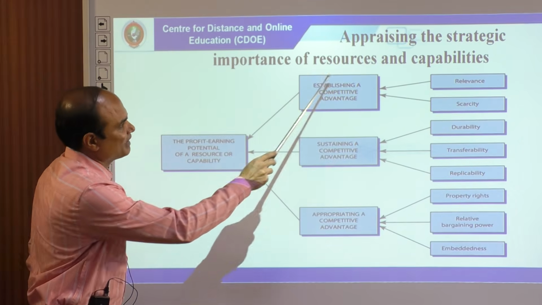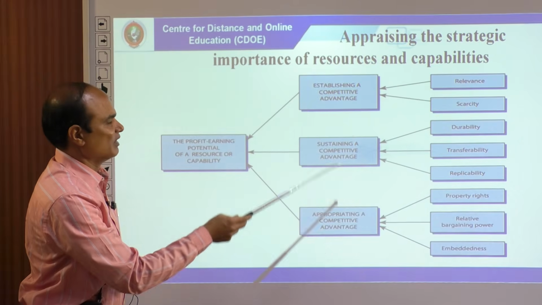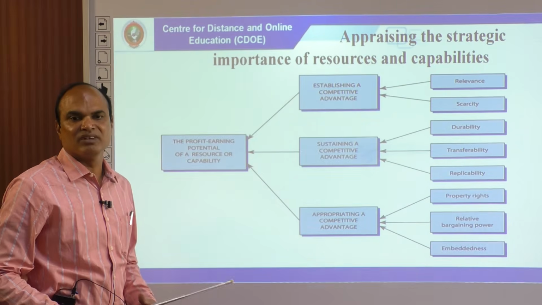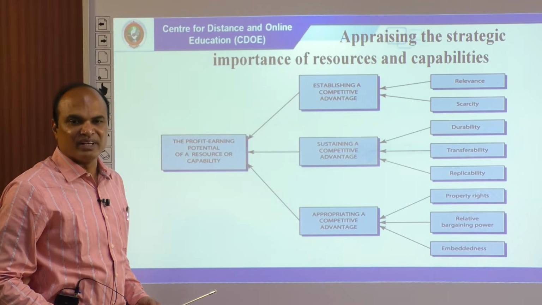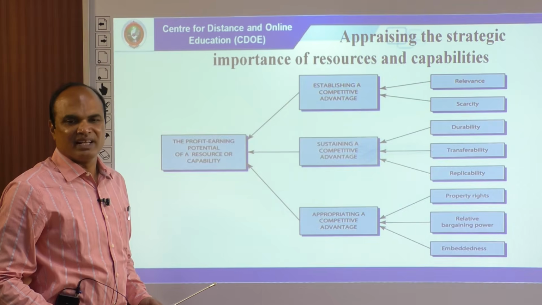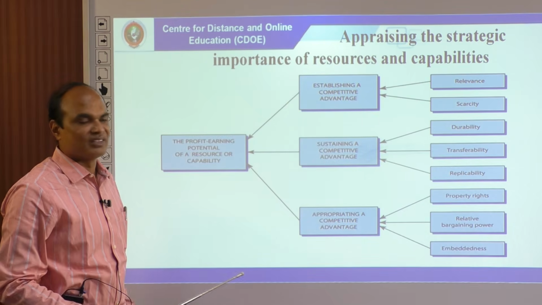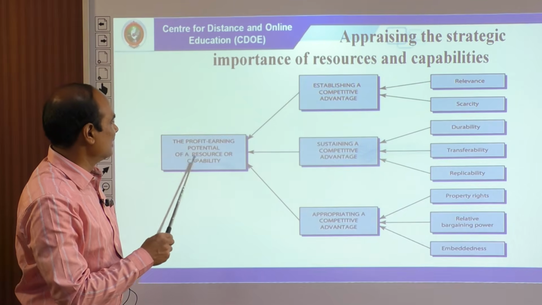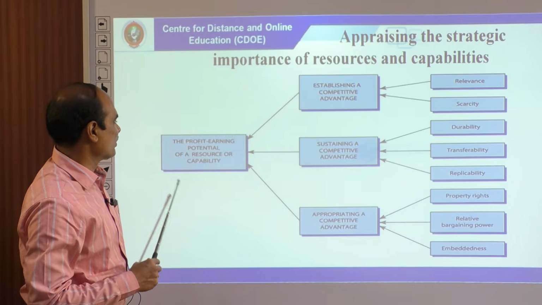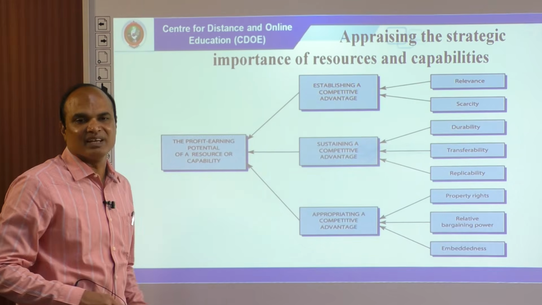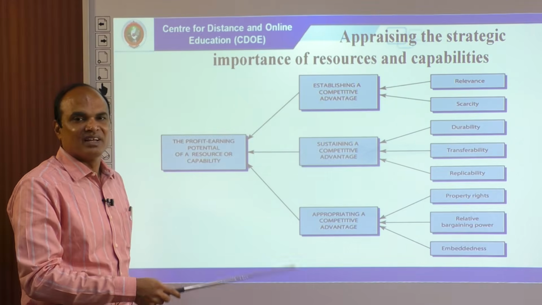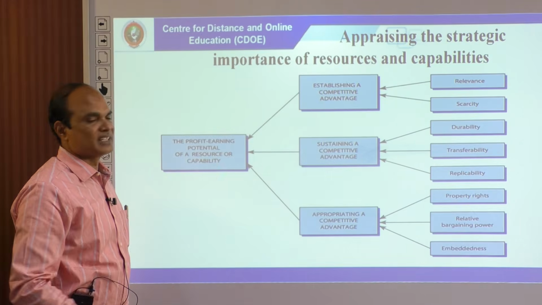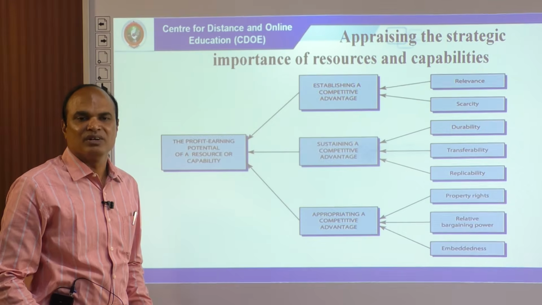So ultimately, all these factors, whether it is relevance, scarcity, durability, transferability, replicability, property rights, relative bargaining power and embeddedness, will lead to the profit earning potential of a resource or capability. So, it is the resources and capabilities that bring in the sustainable competitive advantage to a firm.